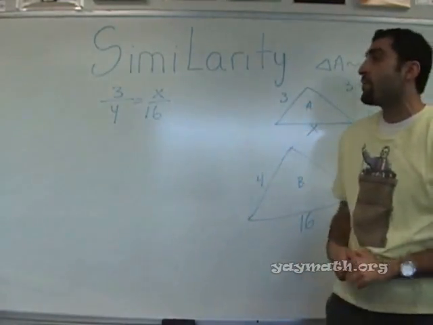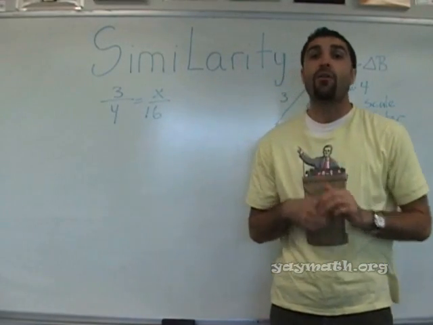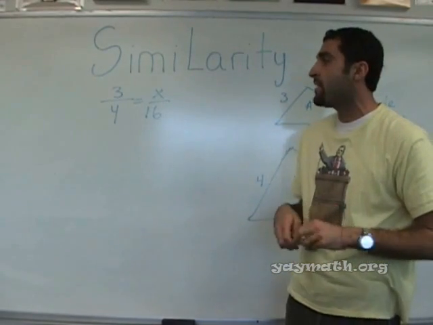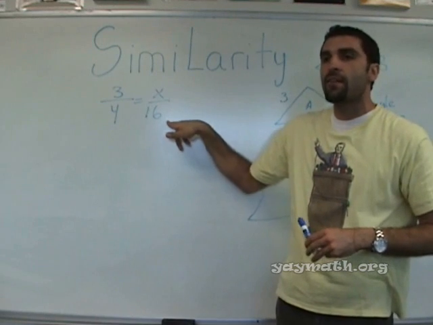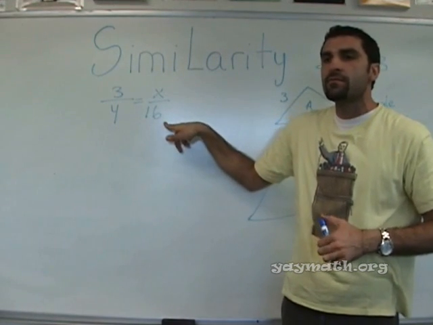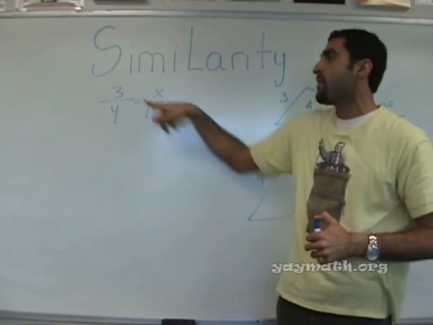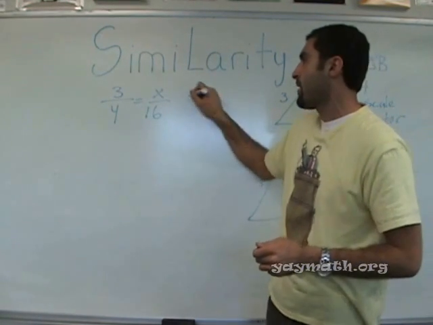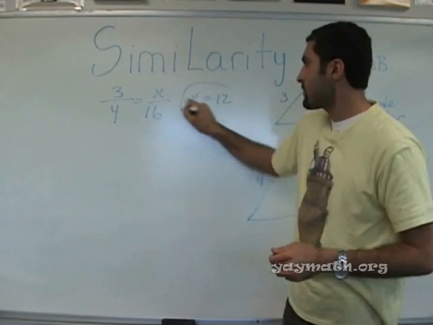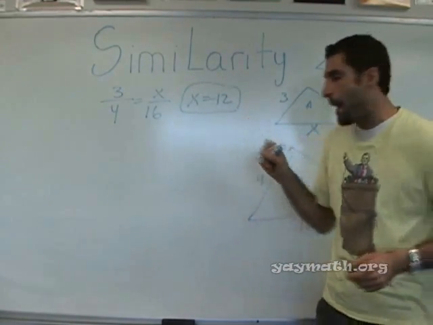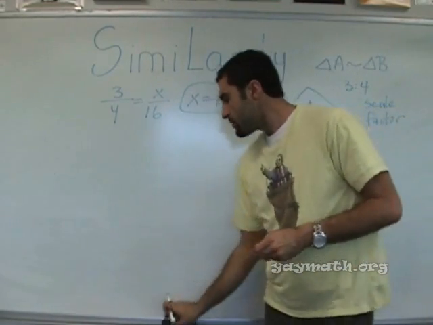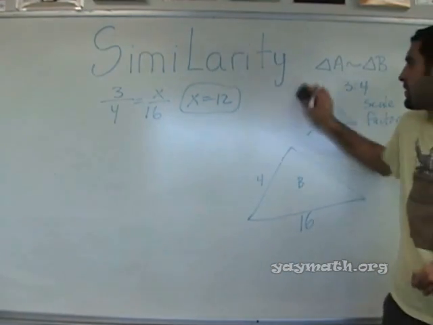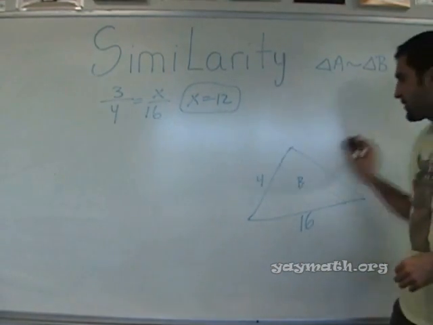So let's go ahead and solve. We can cross multiply, or we can do other things algebraically. See the relationship here? How do you go from 4 to 16? Times 4. So 3 times 4 is 12. Okay. All right. Now, let's get into another one.